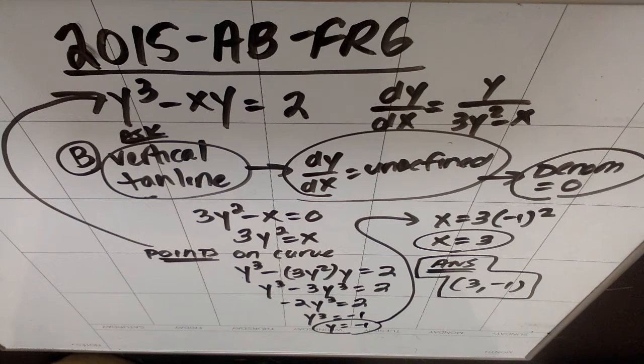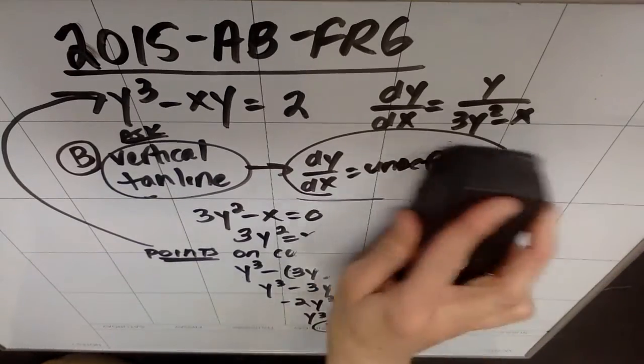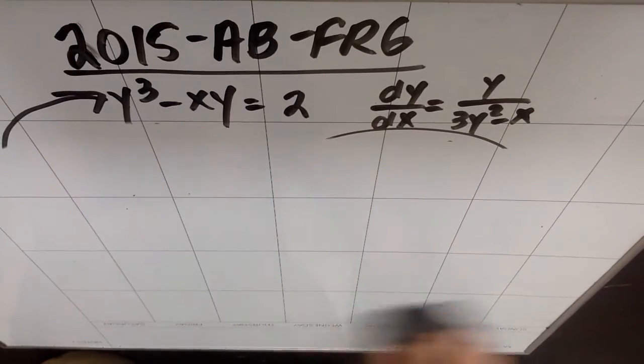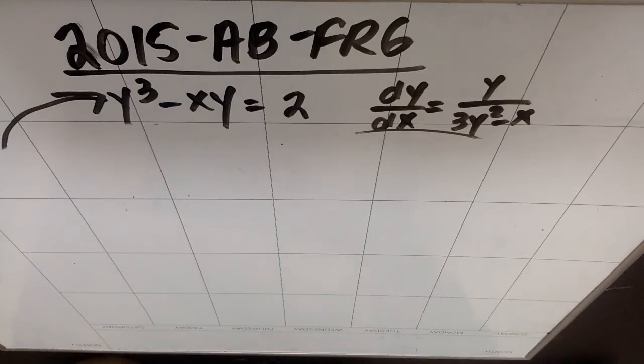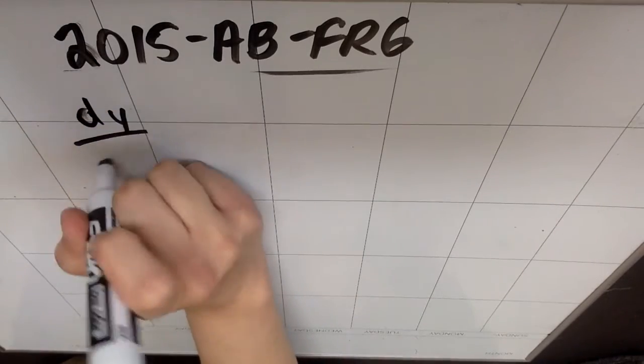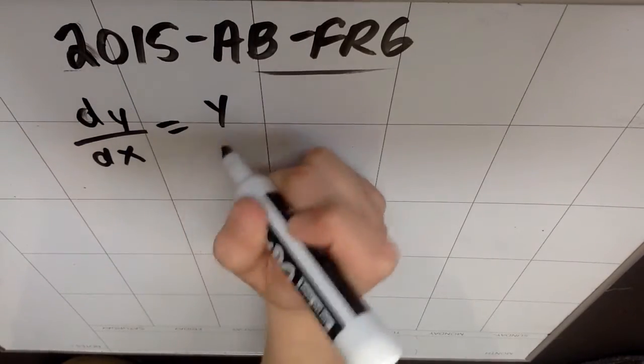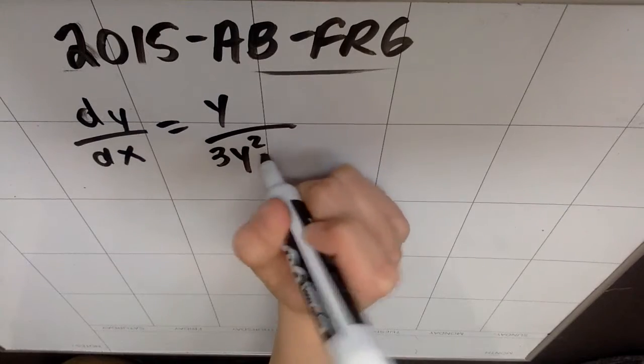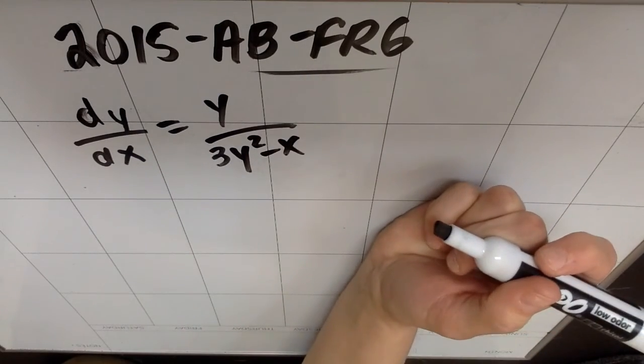Part C. Evaluate d squared y dx squared at the point on the curve where x is negative 1 and y is 1. Cool. So I can't evaluate d squared y dx squared unless I find d squared y dx squared. So I guess that's the next thing I have to do. So we know that dy dx is y on top of 3y squared minus x, right? Double check that I copied that right.